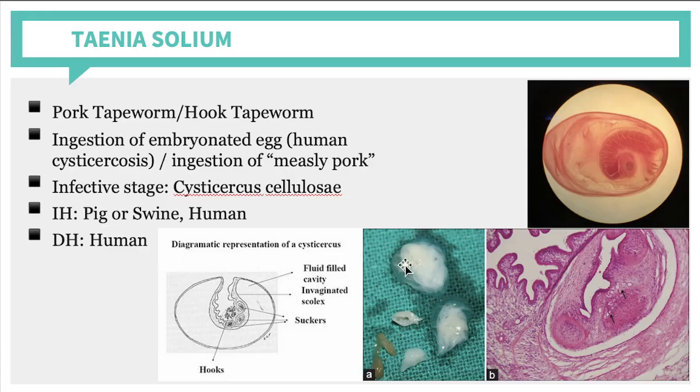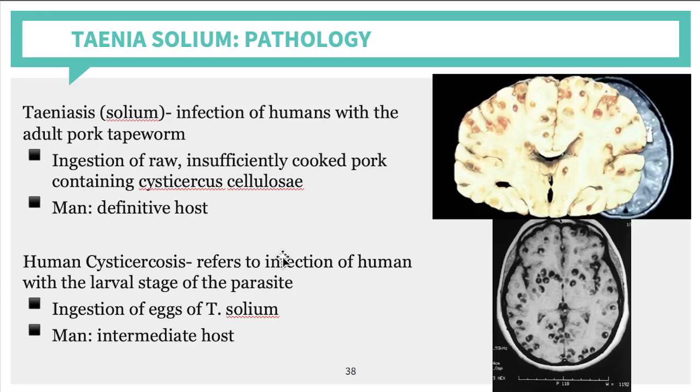So this is what we see, the Cysticercus cellulosae. Please take note of the suckers, the invaginated scolex, plus the fluid cavity present here. And you can identify some hooks here. Again, this is the portion of the hooks. Then this is the fluid cavity, plus this is the suckers. This is basically your Cysticercus cellulosae, the infective stage of the parasite.